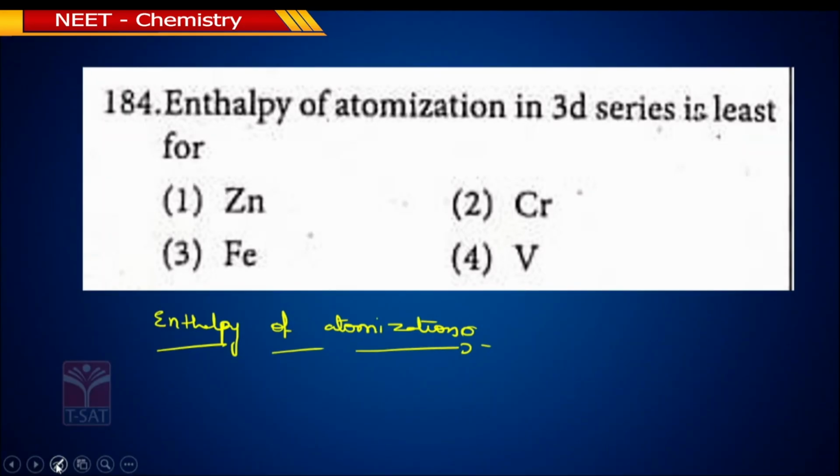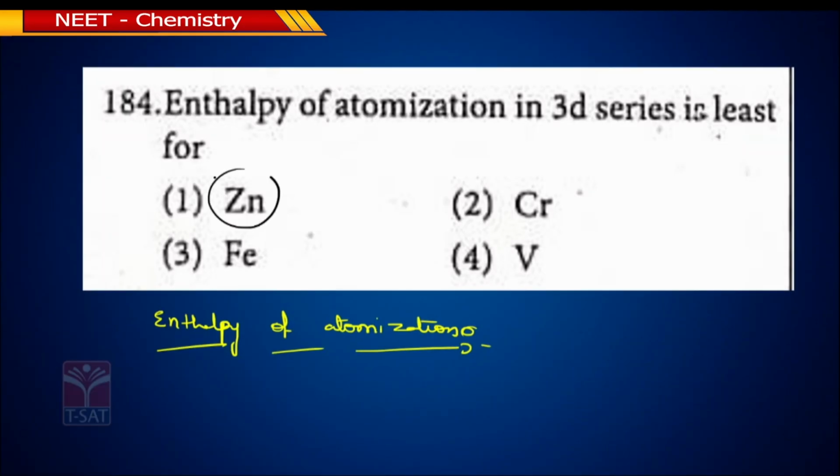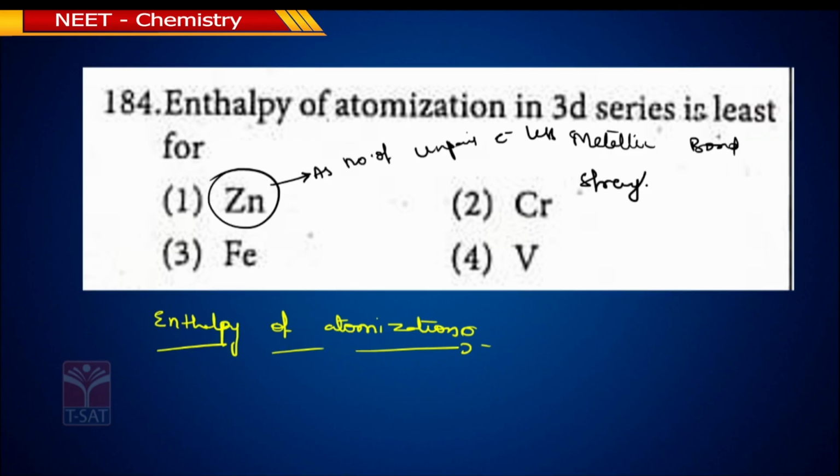So, which one has a weak metallic bond? Zinc has a very weak metallic bond. Why? Because the number of unpaired electrons is less, so the metallic bond strength is also less.